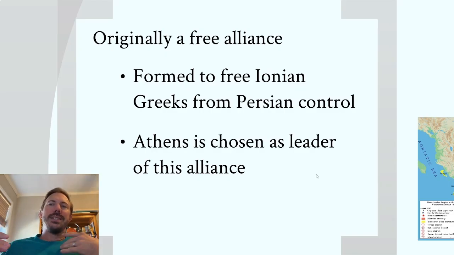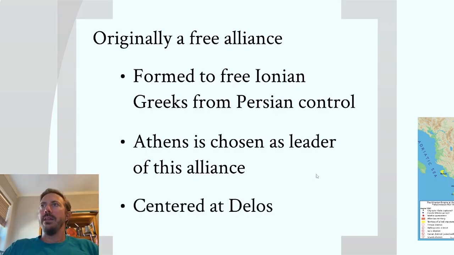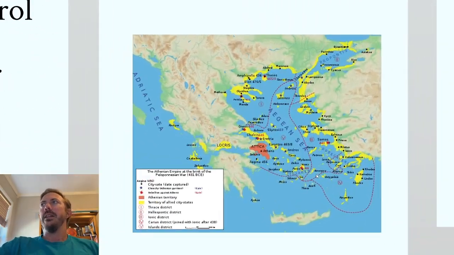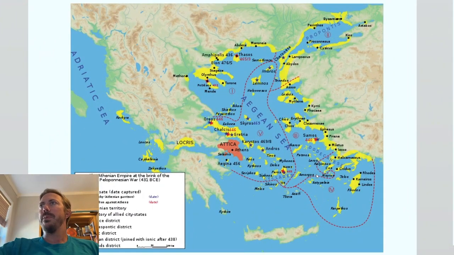Athens was chosen as a leader of this alliance. Very important detail. And this alliance was centered at the island of Delos. And that's why historians call it the Delian League. Let's take a look at Delos and where it happens to be.